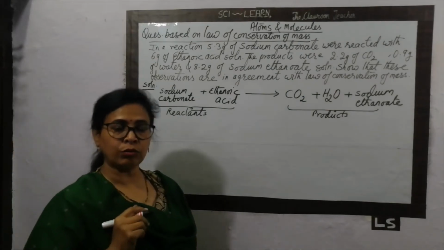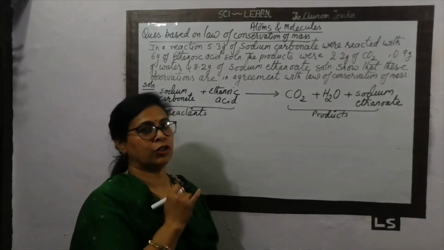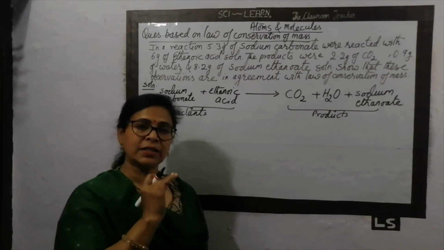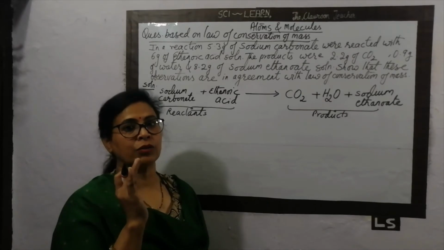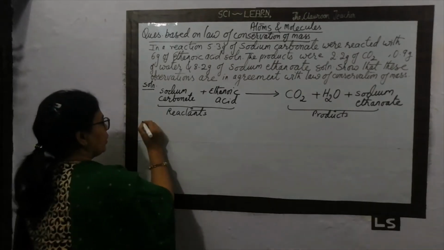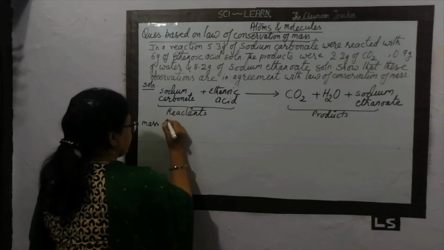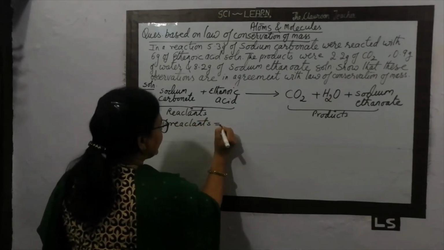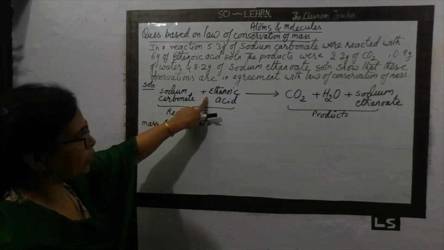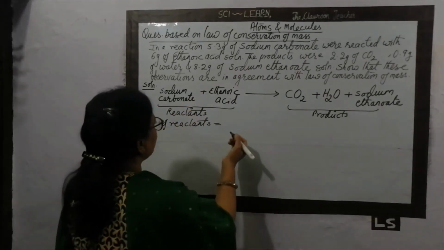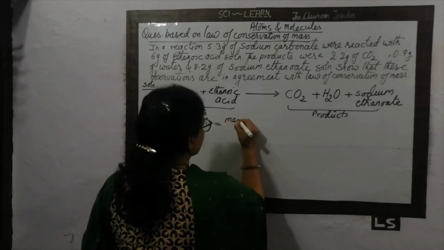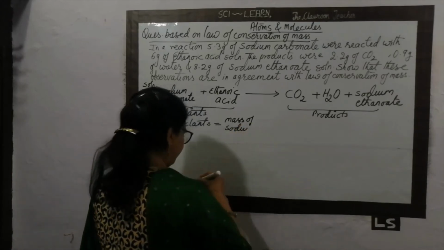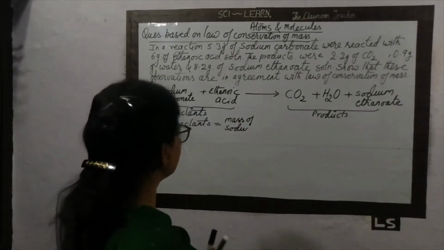What do we have to do? We have to justify the law of conservation of mass. For this justification, we have to find out the mass of the reactants as well as the mass of the products. Okay, now first we will calculate the mass of reactants. What is the reactant? Sodium carbonate and ethanoic acid. So what we have to do? We have to take the mass of sodium carbonate.